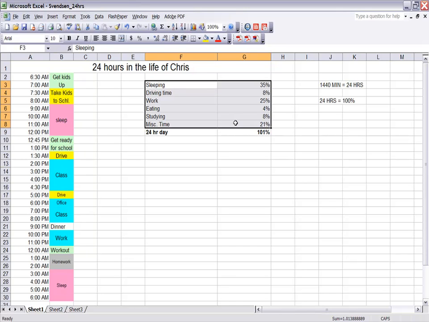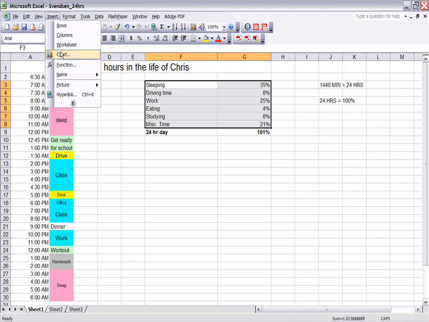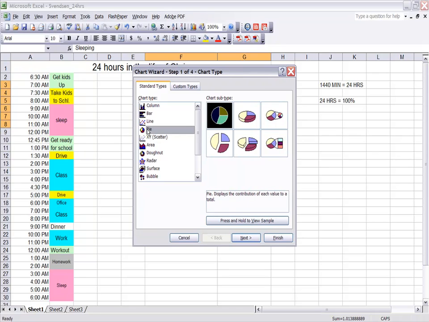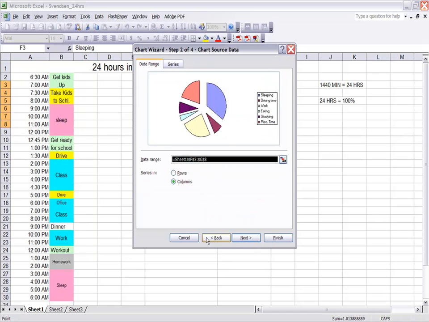I need to go in now and make a chart. So I'm going to go to Insert, Chart. And since a pie easily represents 100%, we're used to seeing that as kids. If we put a chart into 4 quarters, each quarter represents 25%. So it's easier for us to visualize this. So when you do that, select that, go to Next, and as you start to go through, you'll start to see how it's being laid out.